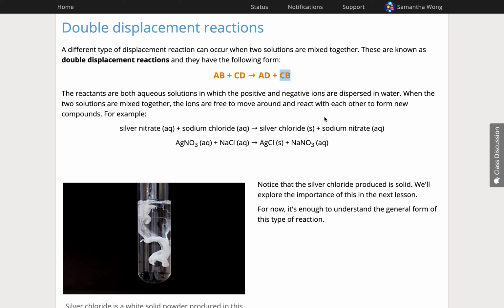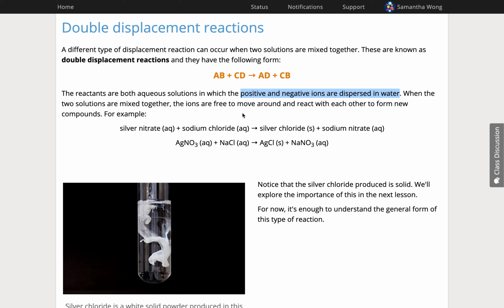What happens here is that the reactants, so what you start with, are both aqueous in solution, in which the positive and negative ions are dispersed in water, so they're mixed with the water. When these 2 solutions, so AB plus CD, are mixed together, their ions are free to move around and react with each other to form new compounds.